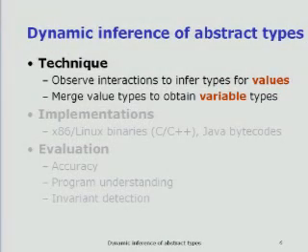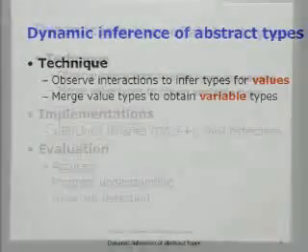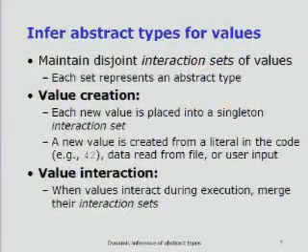And now I'm going to discuss the technique first, which, as I mentioned, has two stages. The first computes value interactions, in other words, computes types for values. And then it converts those to types for variables.